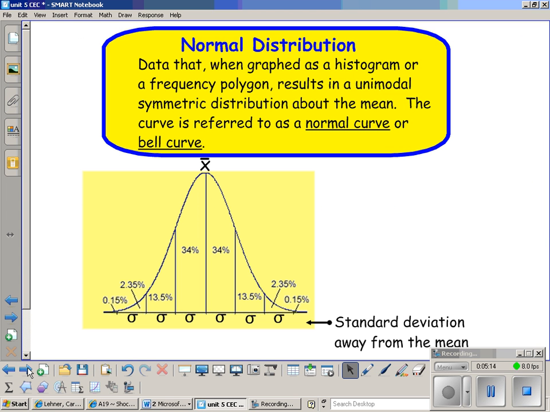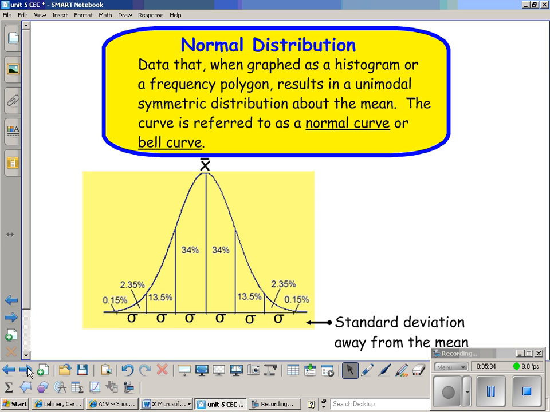There's a special name for this, and it's called normal distribution. And it's data that, when graphed as a histogram or a frequency polygon, results in a unimodal symmetric distribution about the mean. The curve is referred to as a normal curve or bell curve.